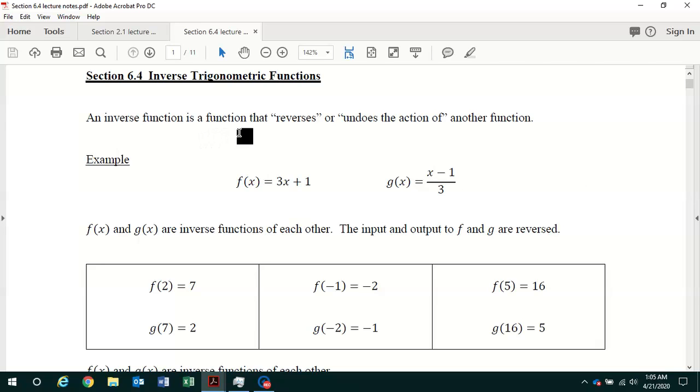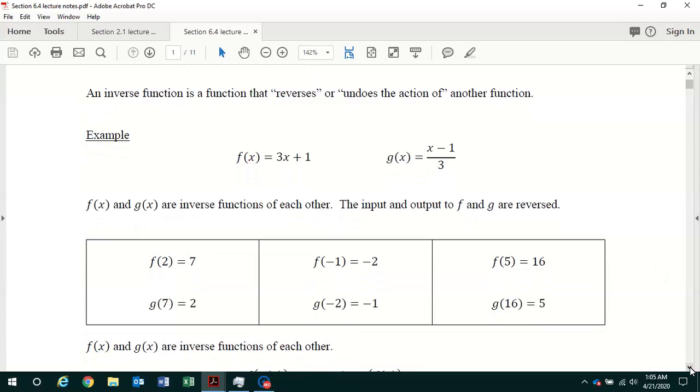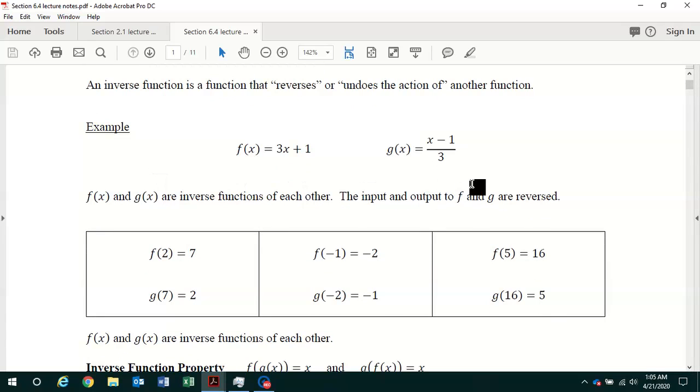An inverse function is a function that reverses or undoes the action of another function. And so we will demonstrate that concept here with 2 algebraic functions. We have f of x is equal to 3x plus 1, and we have g of x is equal to (x minus 1) over 3. And we're going to show that f of x and g of x are inverse functions of each other. The input and output to f and g are reversed. That's what we mean by an inverse function: a function that reverses another function.